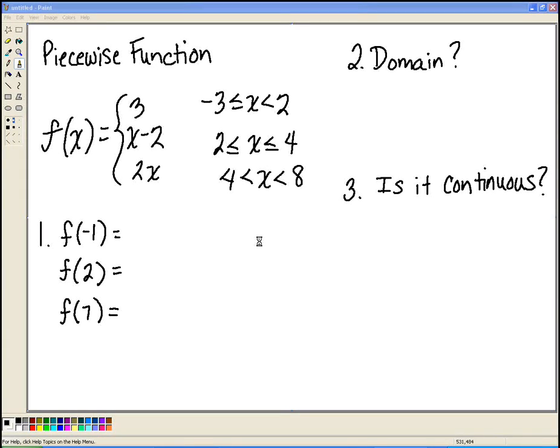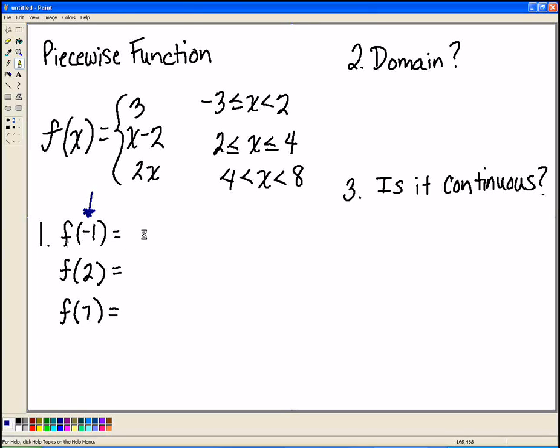Hi, this video will talk about piecewise functions, and there's three things that we want to do with piecewise functions. The first one is to evaluate them. Notice I have f of x here, and this is just like evaluating any other function when I put f of -1. I want to know what my function is equal to when x equals -1.